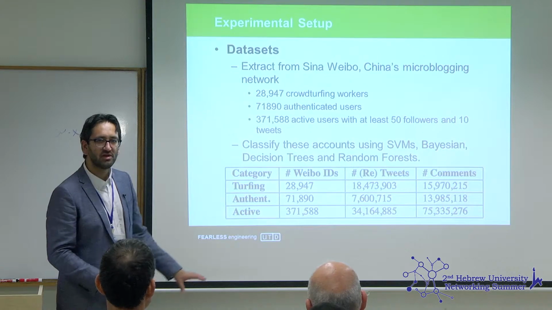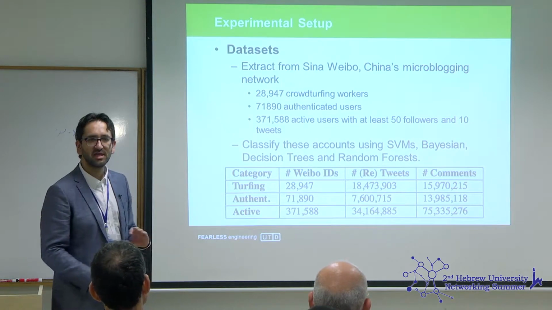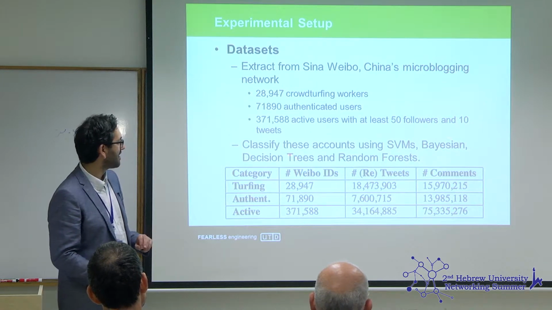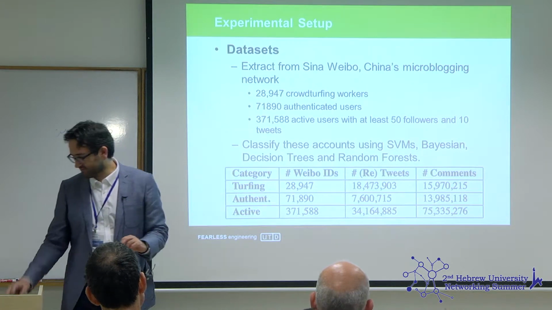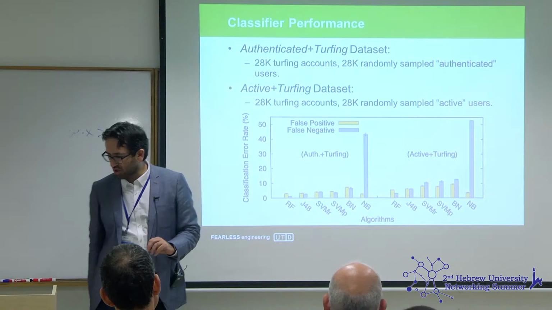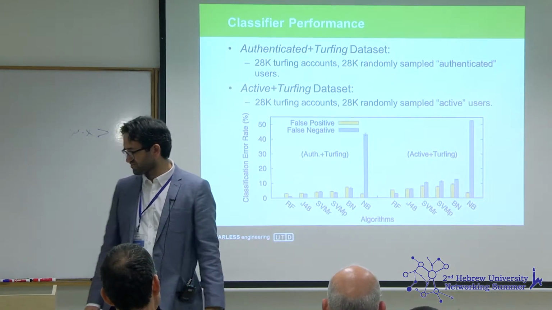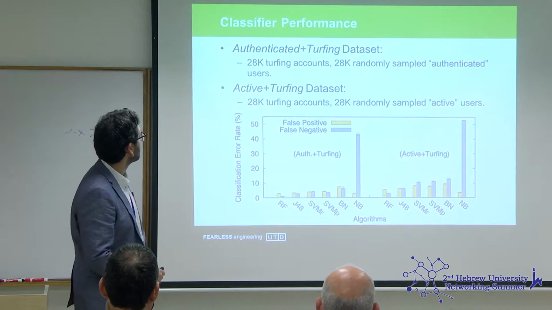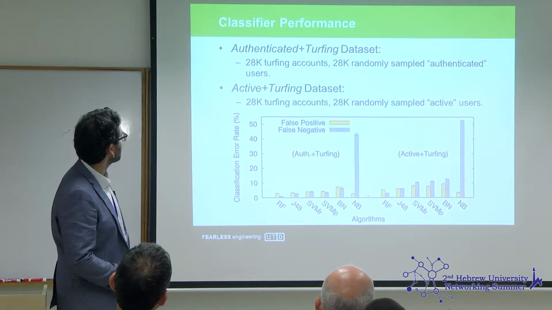They use, again, these techniques, SVMs. As I mentioned before, DL was cool. The traditional things you would see are an SVM, decision tree, and random forest. It turns out that they could look into these data sets. They sampled 20K crowdturfing accounts.